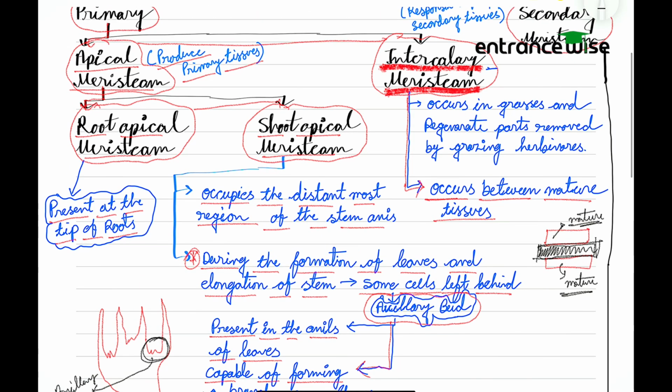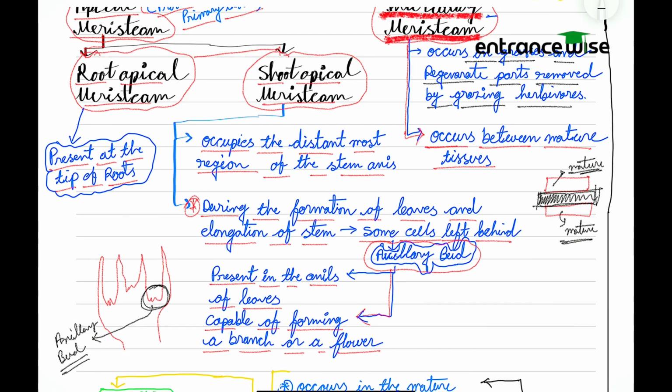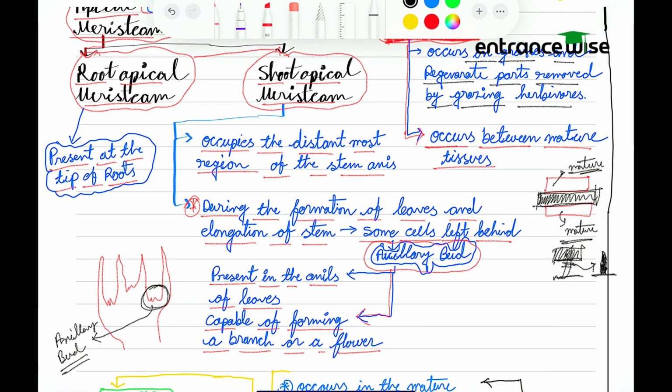Where is this intercalary meristem present? It is present in grasses and regenerates parts removed by grazing herbivores. That means if a cow is eating, let's suppose, this grass, and the cow is eating this portion of the grass, then it can regenerate all by itself to its full length because it has intercalary meristem.